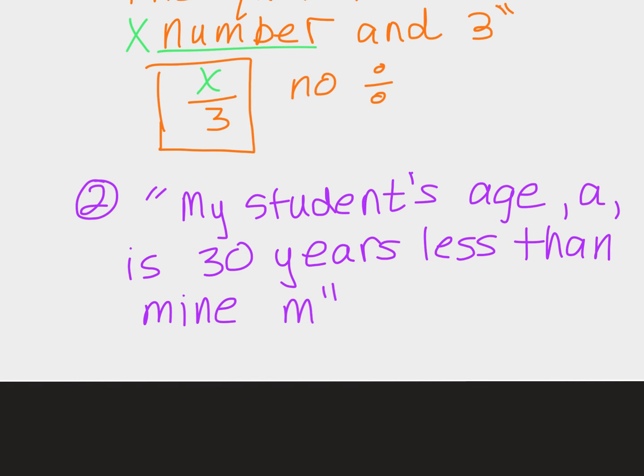Seriously, I mean, I'm getting ready to be 45. Y'all are about 14, 15, 16. I'm roughly 30 years older than you. Roughly. I'm old enough to be, especially back in my hometown, where 30 years. So my student's age, A, is 30 years less than mine.